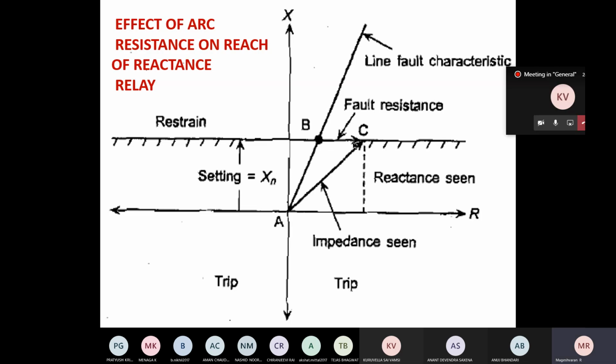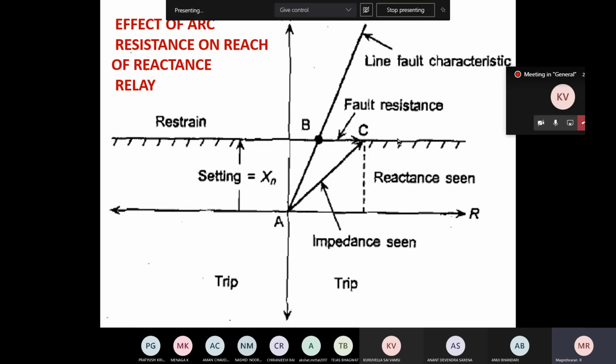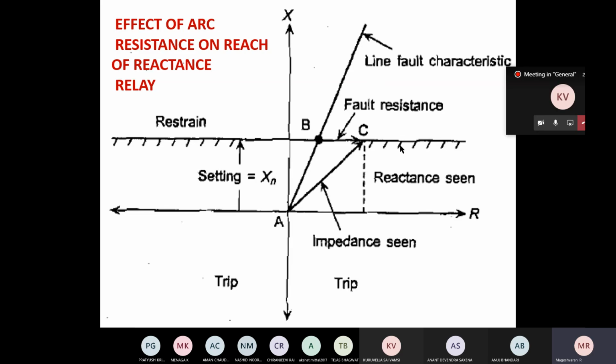So now BC is the resistance of the arc. In that case, another line should be drawn parallel to AB, crossing C. You have to draw that line. Now this is the total characteristic of the fault. But now also see the reach of the relay, of this reactance relay.